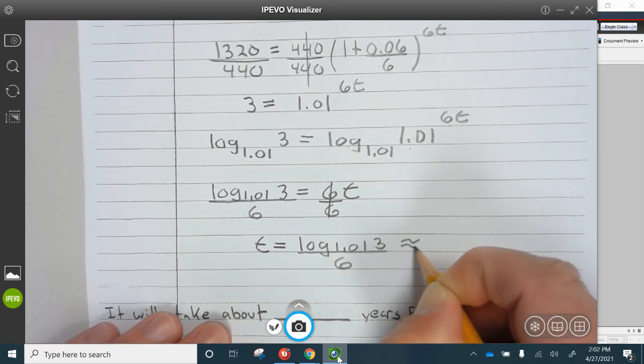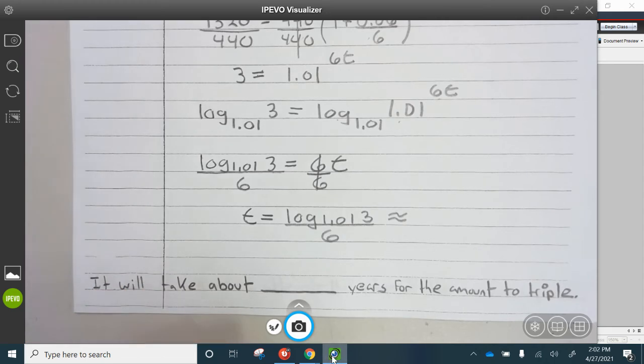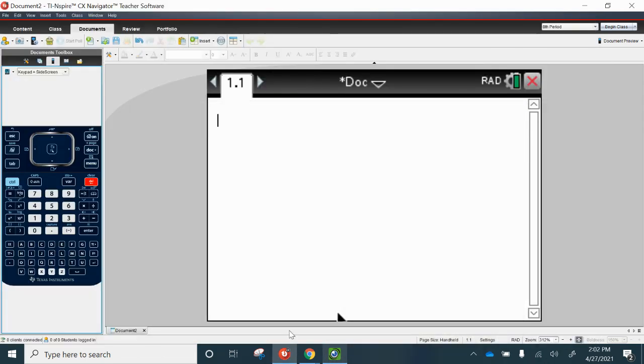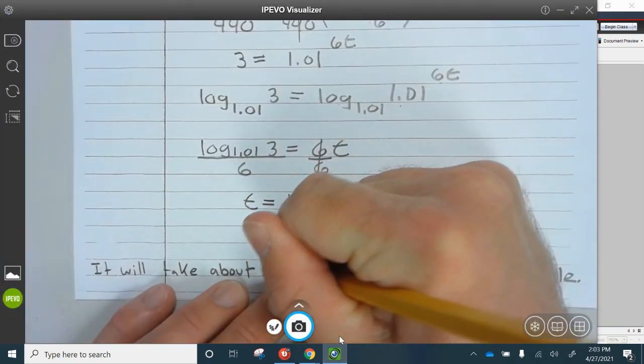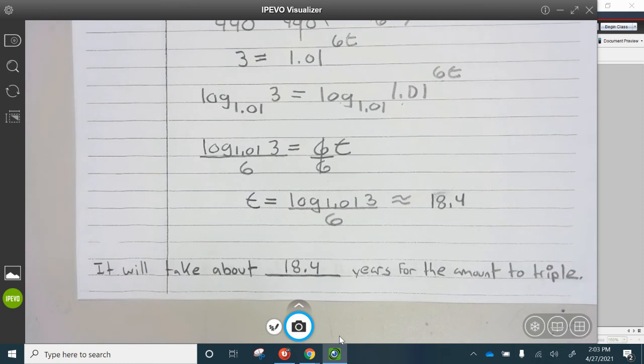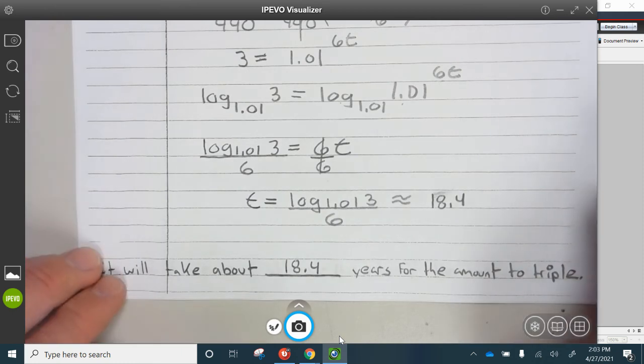And let's see what that approximately is. Okay, so control divide, control log base 1.01 of 3 divided by 6. So it's 18.4. Okay, so it says to the nearest tenth of a year, so that's 18.4. So it will take about 18.4 years for the amount to triple. All right, go ahead and finish up question 14.